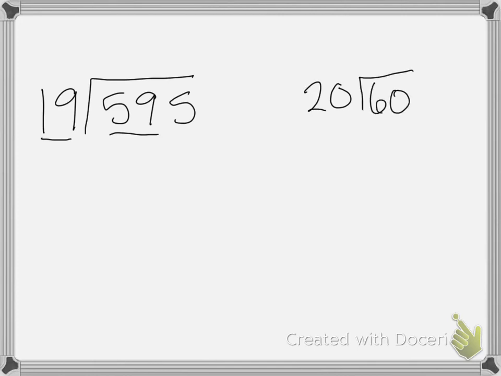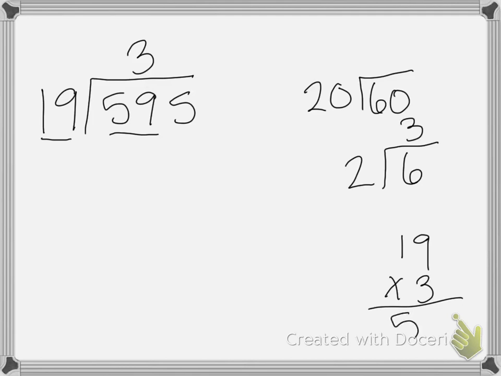And I do the first digit trick thinking, okay, how many times can 2 go into 6? That's 3. So 19 should go into 59 3 times. And again, if we do 19 times 3, we end up with 57. So I take 59 and minus 57. I end up having 2 left over.